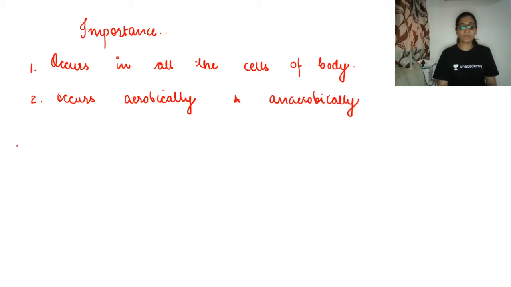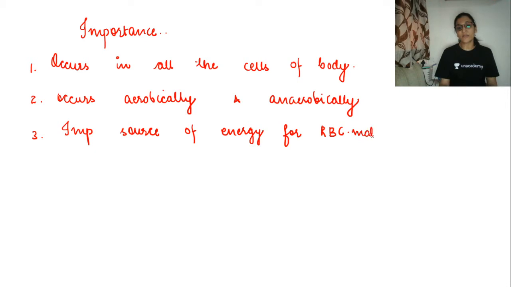Then what else? It is the important source of energy for the mature RBCs and brain. Why is it an important source of energy for RBCs, that too mature? Because the mature RBCs do not have mitochondria, and because they do not have mitochondria, they cannot do oxidative phosphorylation, and thus the mature RBCs completely depend on glycolysis for energy.